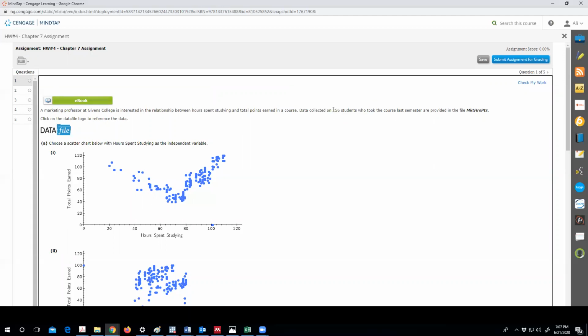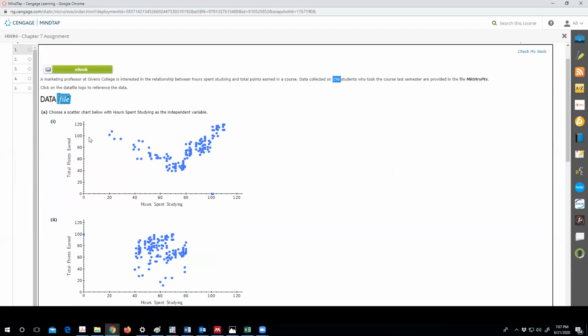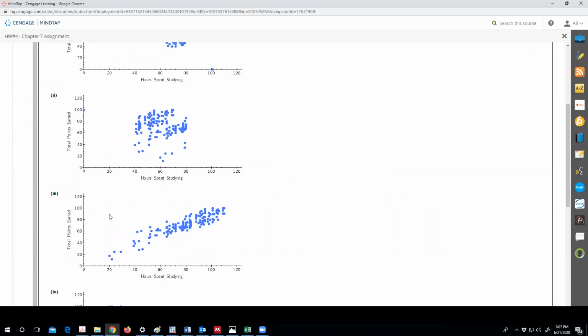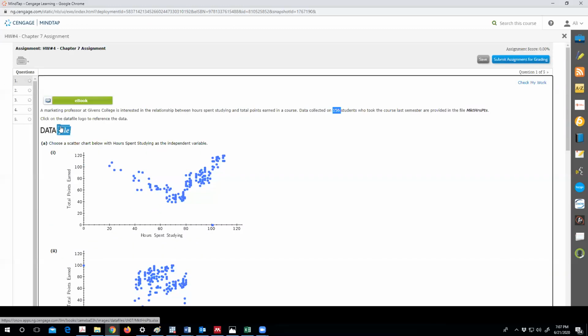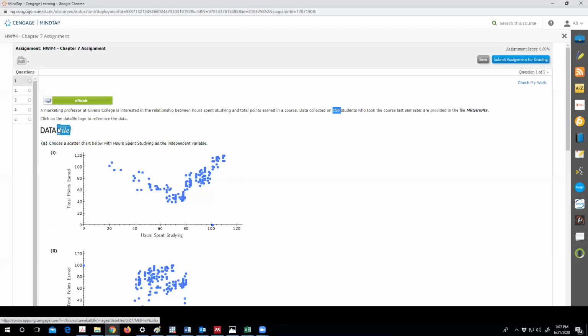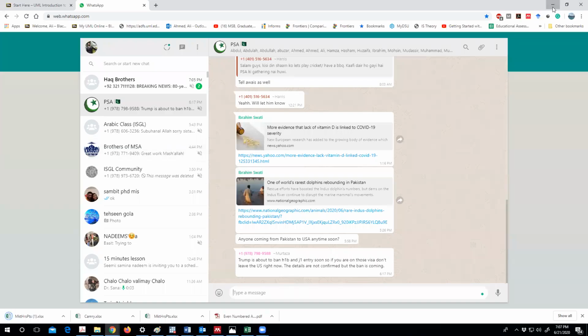He collected data on 156 students, and here they have given us some graphs, and we have to pick which graph is the actual one from the data. So this is the data file. I will download this file.